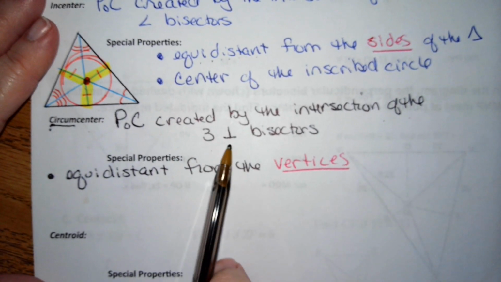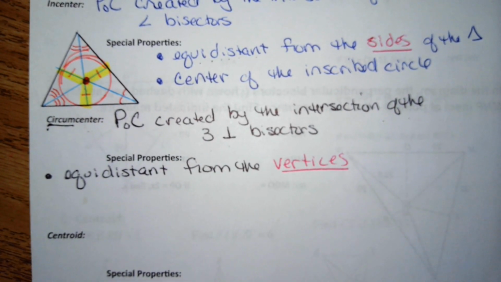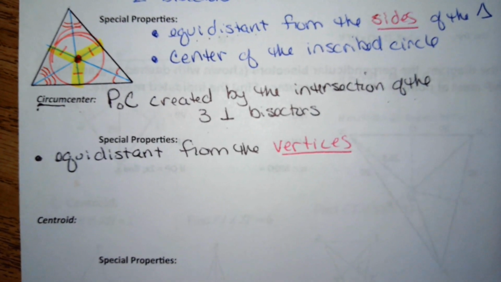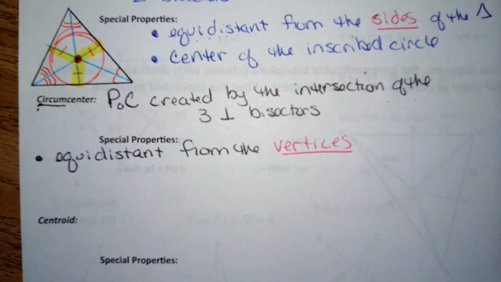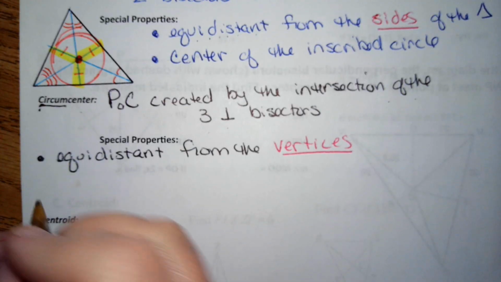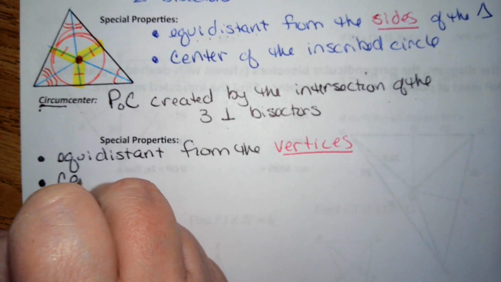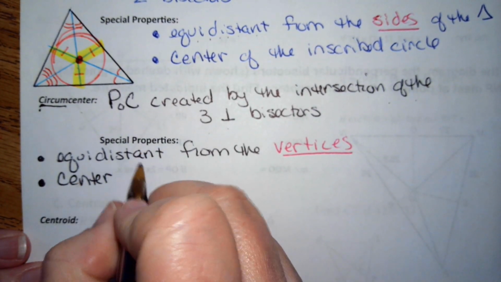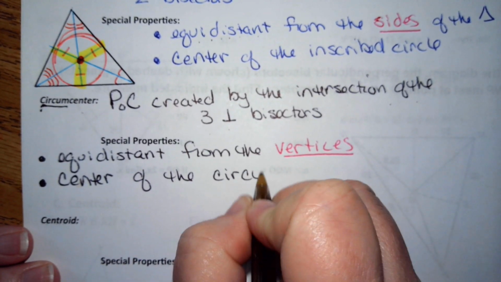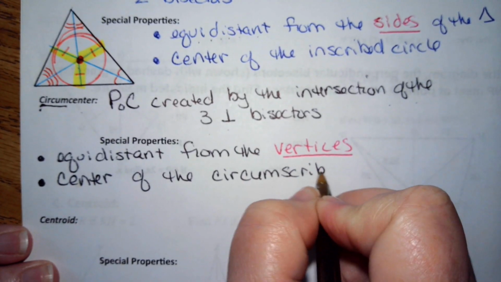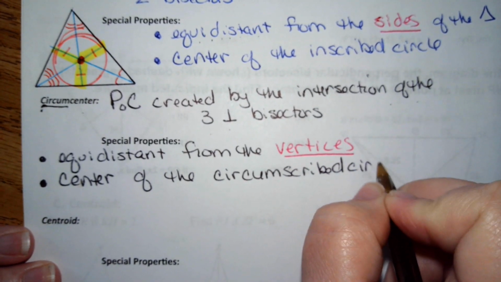The intersection of the three perpendicular bisectors. And the circumcenter is the center of the circumscribed circle.